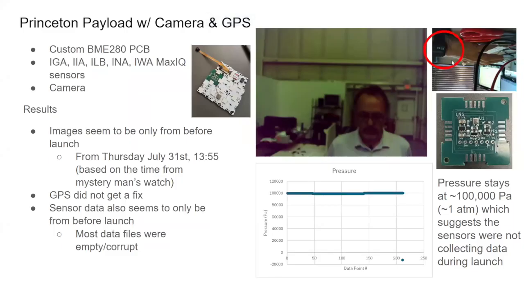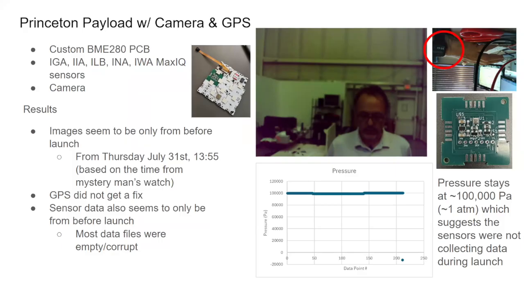Okay. So the experiment that I was working on, we integrated a bunch of the Max IQ sensors, and then I had my own custom PCB in there as well. So kind of to just see how much data we could get from the Max IQ default sensors, and then also compare that to the data from the PCB. And there's also a camera on board this one, and the GPS especially, which we were hoping to be very interesting.